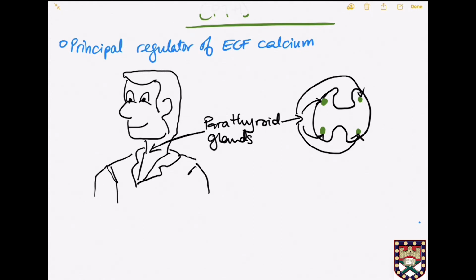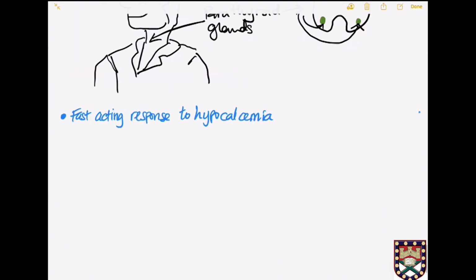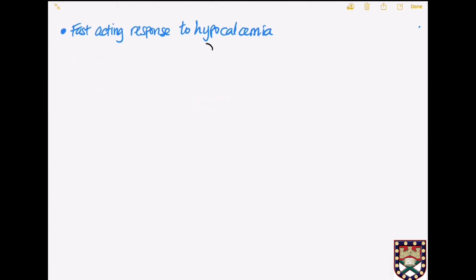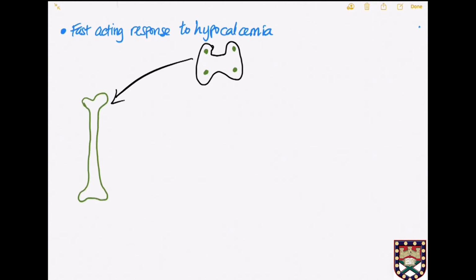The parathyroid hormone is essential for life as it produces a fast-acting response to hypocalcemia. It does this by promoting transfer of calcium ions from the bone fluid into plasma, and this is particularly life-saving. However, in chronic hypocalcemia, the parathyroid hormone stimulates dissolution of bone.